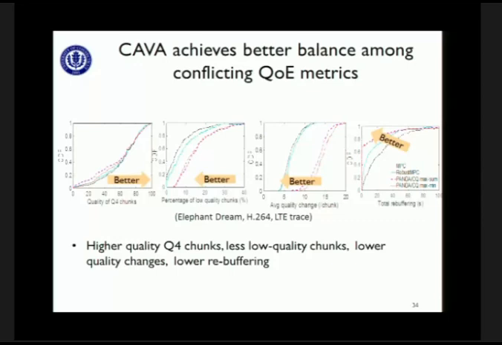So what we see here is the higher quality Q4 chunks. In our case, our Kava scheme is this black thing here. And what we find is that our scheme is consistently better in the quality of the Q4 chunks. For the percentage of low quality chunks, you want to be on this side. So we can see that for every one of those, we are quite good compared to the existing schemes. Right? So our scheme is this one. So it's better across everything.